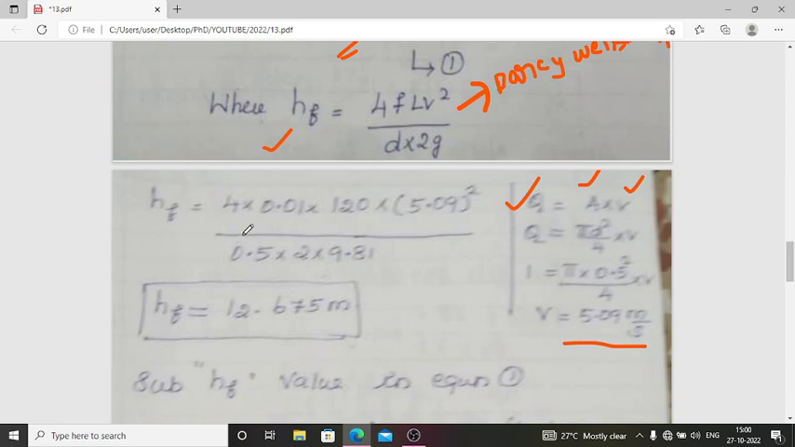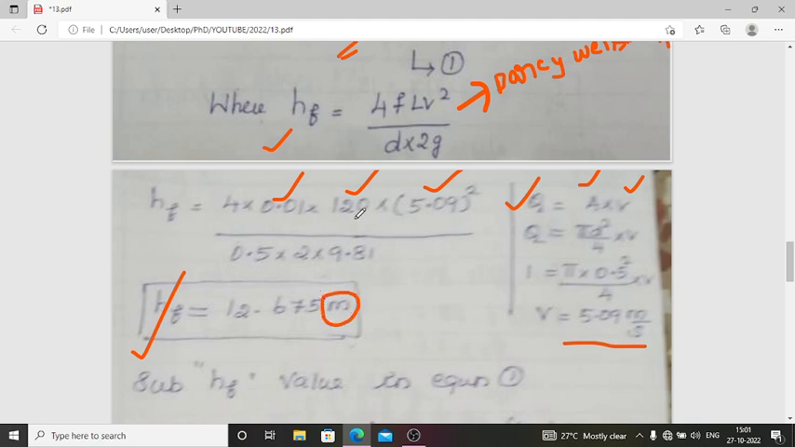So HF is equal to 4 into friction factor value 0.01. Length is given, 120. Velocity is the value calculated from the volumetric flow rate formula, 5.09. Here it is V squared, that's why squared. Whole divided by inner diameter, 0.5 meter. 2 is there, and G is 9.81. After substituting these values, we determine the loss of head due to friction, that is the HF value. HF is equal to 12.675 meter.